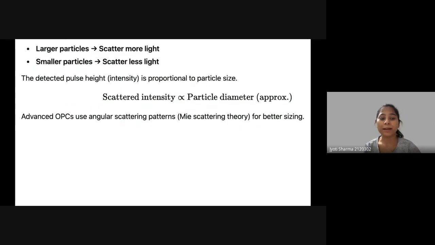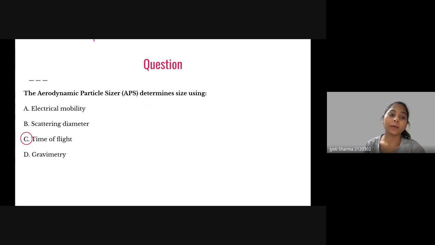If you have a larger particle, it will scatter more light. If we have a smaller particle, that means the scattering will be less, so it will scatter less light, and the scattered intensity will be proportional to particle diameter. And that's how we can use this optical sensor to get to know the particle size. Okay. Oh, I already have given you the answer. But yeah, this is another instrument, the aerodynamic particle sizer, that determines the size, and this is using the time of flight.